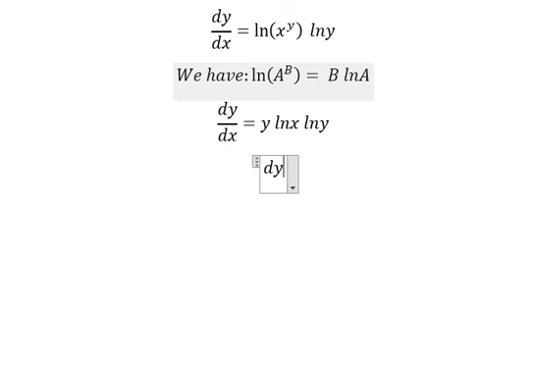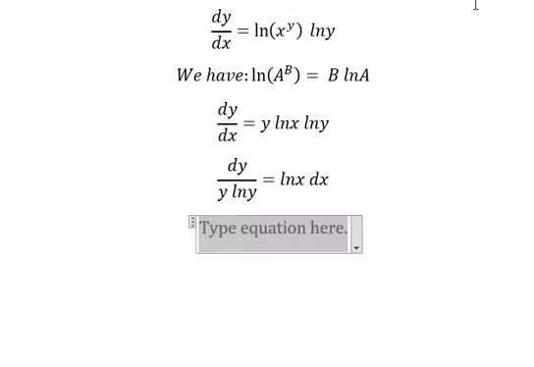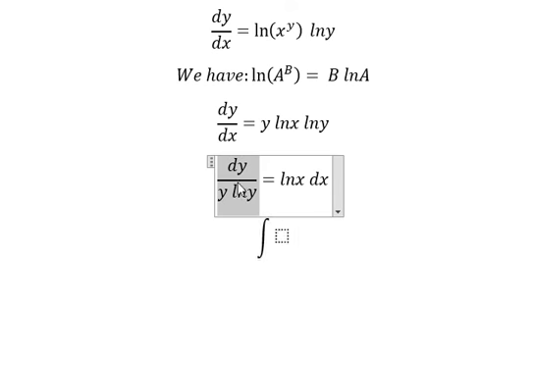So we have dy over y ln y equals ln s ds. Next, we need to put the integration for both sides.